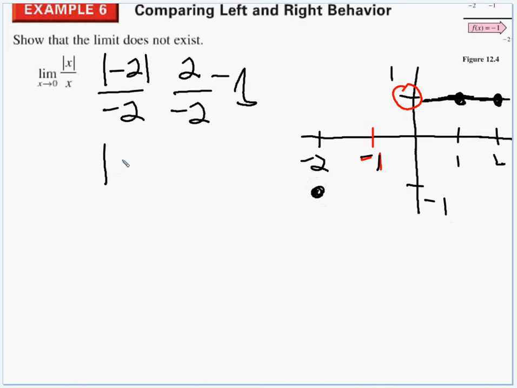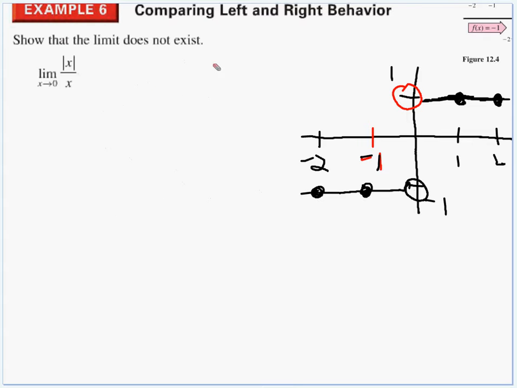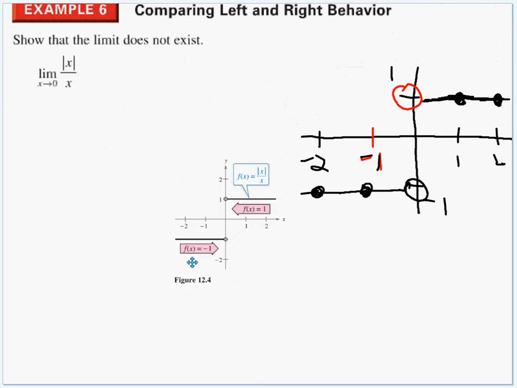Same thing for -1. Absolute value bars make the numerator positive. The denominator remains negative. So again, it divides out to -1. So as we're approaching in from this side, we're also undefined. So there's what the graph looks like. It's pretty crude. Here's the book's graph.